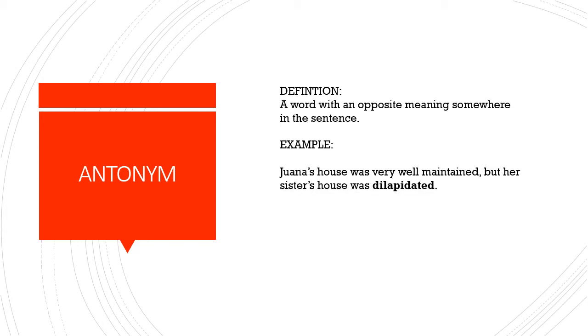So if we look at this example here, it says Juana's house was very well maintained, but her sister's house was dilapidated. Well, what does dilapidated mean? If we look at the sentence, I notice the word but, okay? And but usually tells me there's contrast that's going to happen. So in the first part of the sentence, it says Juana's house was very well maintained. But now there's a contrast to her sister's house, which was dilapidated.